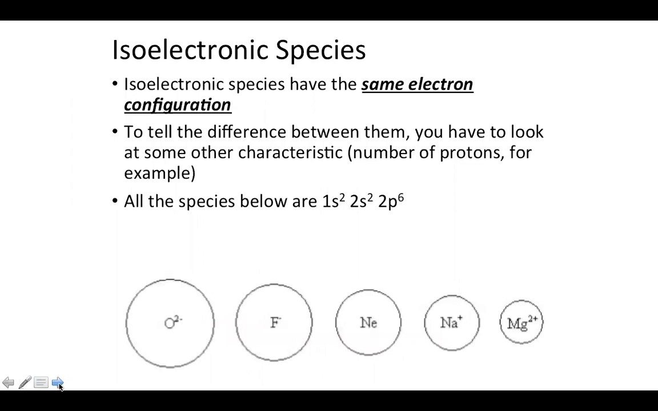Then we also have what's called isoelectronic species. These are going to be species that have the same electron configuration. So for instance, neon's electron configuration would be 1s2, 2s2, 2p6. That would be the same electron configuration as oxide, oxygen with a 2- charge, and then the same too as fluoride, fluorine with a -1 charge, and then the same too as Na+ and Mg2+. So all of these species here are going to have the same electron configuration.